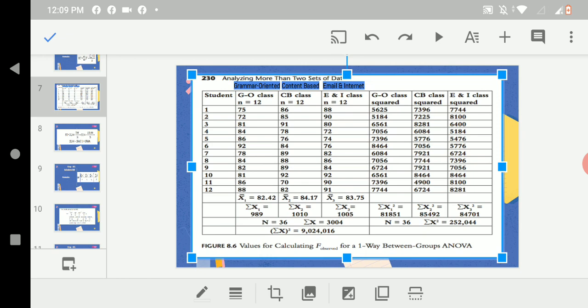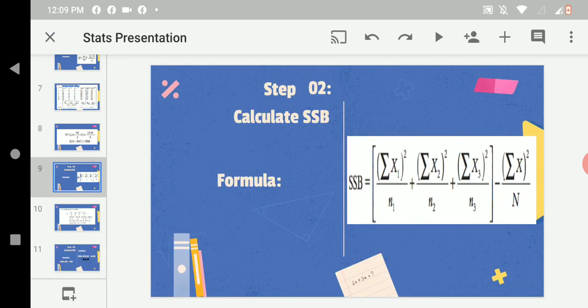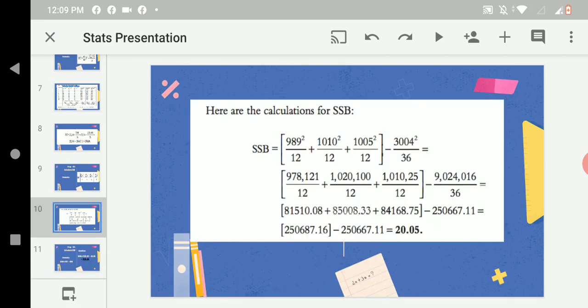So if we are going to substitute that, the formula will be like this. The 12 is the number of data in each group. So each group has 12 data. That's divided by the summation of x sub exponent 1, 2, 3, and 4, and so on. So what we're just going to do is square them.